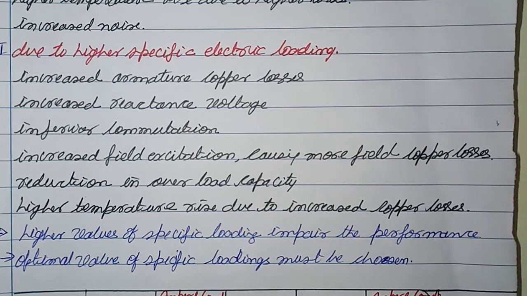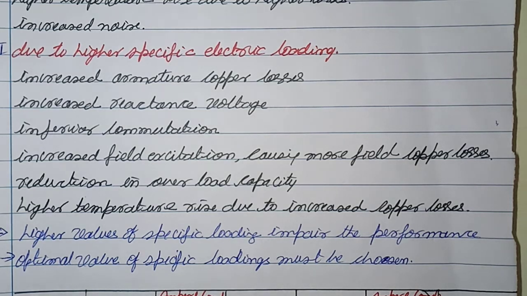And then inferior commutation, so the conversion of AC to DC will not be of better quality at high values. And then we have increased field excitation, causing more field copper losses, which is also a disadvantage. Then reduction in overload capacity, which is a very important disadvantage. Usually machines are designed so that they can operate over their load for some small period, so the design takes into consideration the losses and the temperature rise.